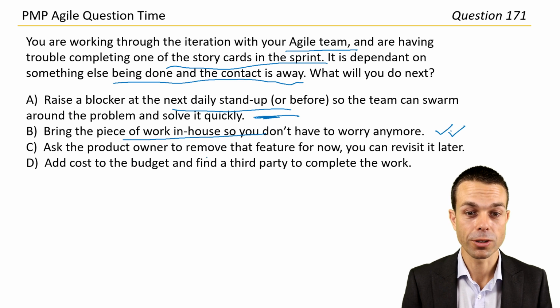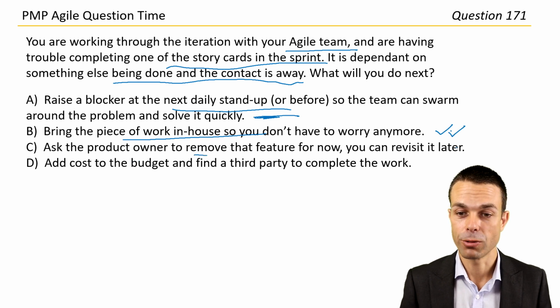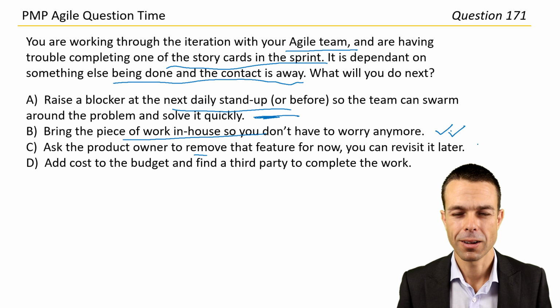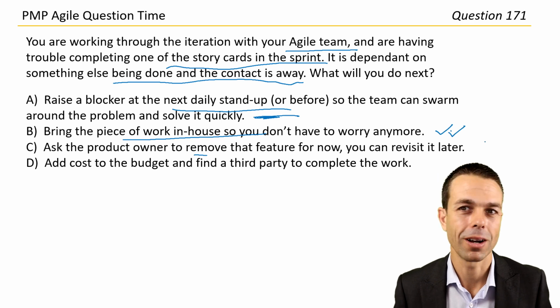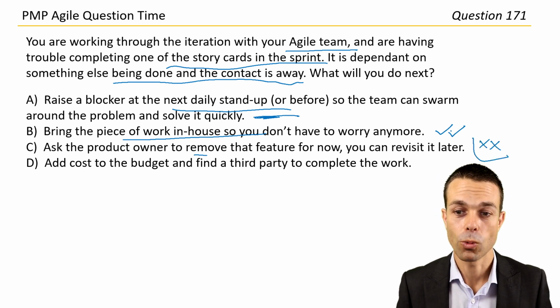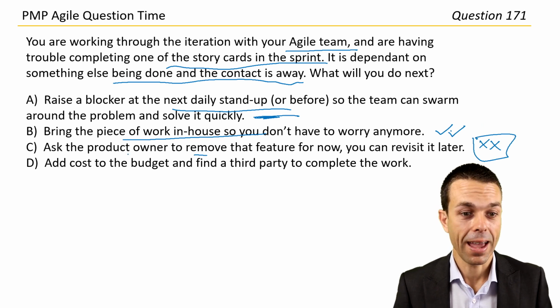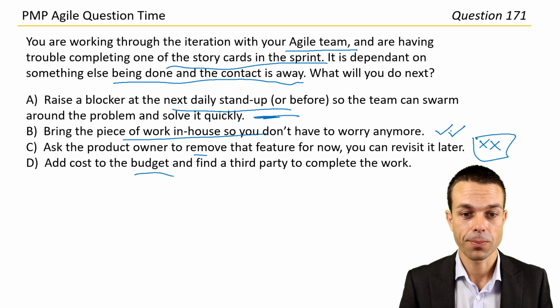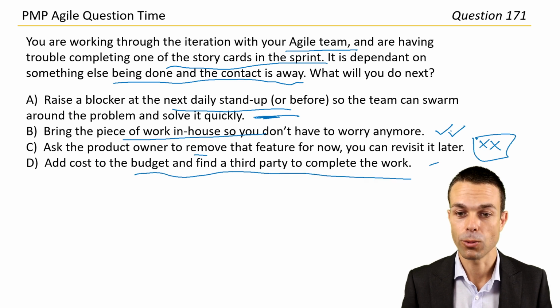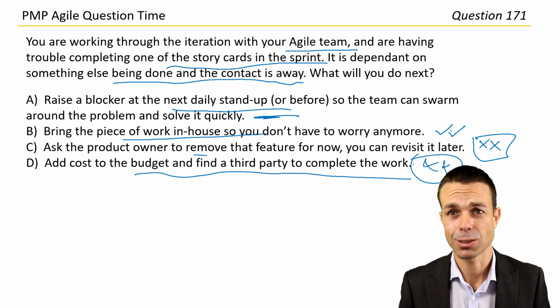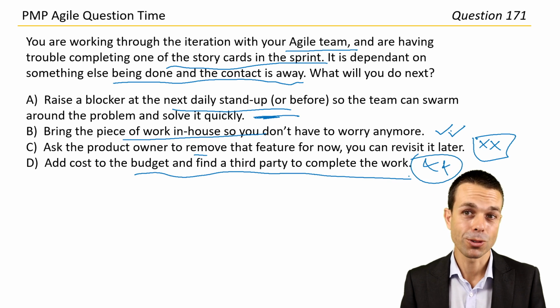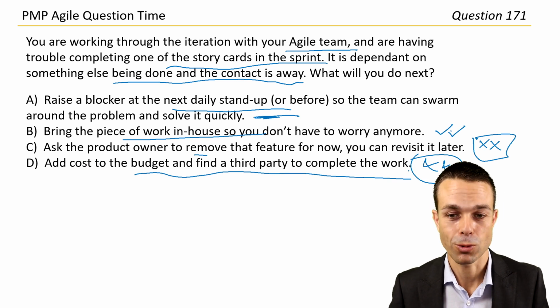It also does meet the whole team approach though, which is good. Ask the product owner to remove that feature for now. You can revisit it later. Ideally, no, that's not the ideal situation here. We still want to prioritize value based on its normal priority. And add costs to the budget and find a third party to complete the work. Definitely that would be the last preference there. Even though you might do it, definitely not our first way to go.